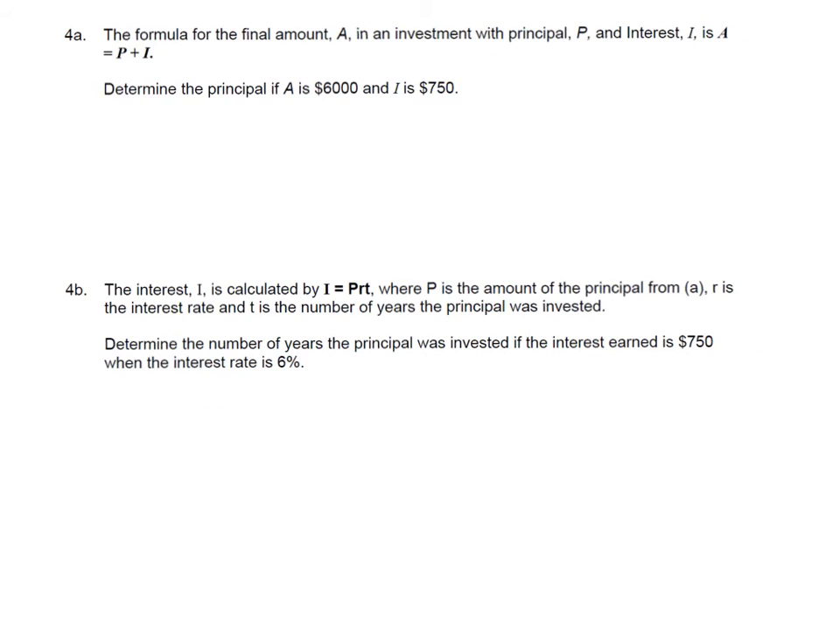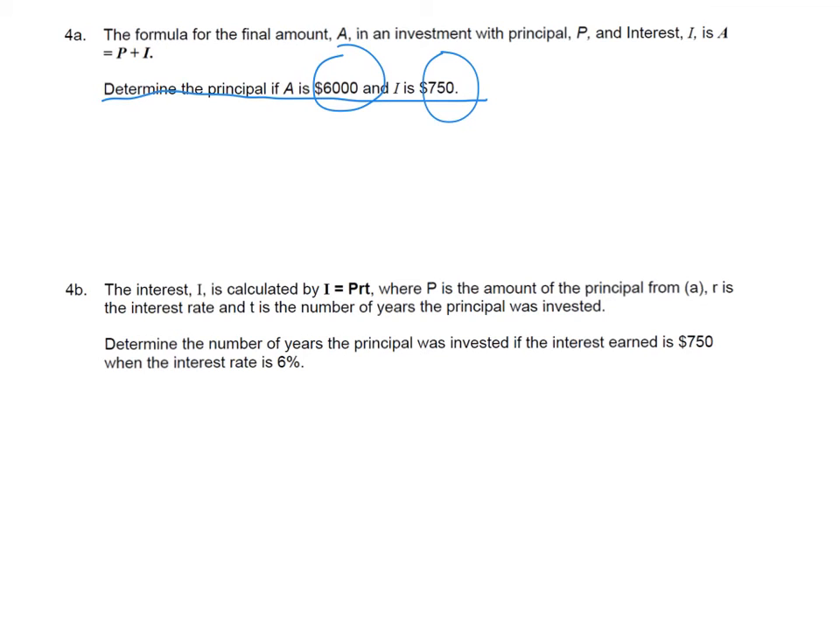So now I'm reviewing question number 4 from page 17 in the tips booklet. Looking at 4A, the formula for the final amount A in an investment with principal P and interest I is A equals principal plus interest. Determine the principal if A is 6,000 and I is 750. So analyzing this question using cubes, I'm going to circle the numbers. I'm going to underline the question.